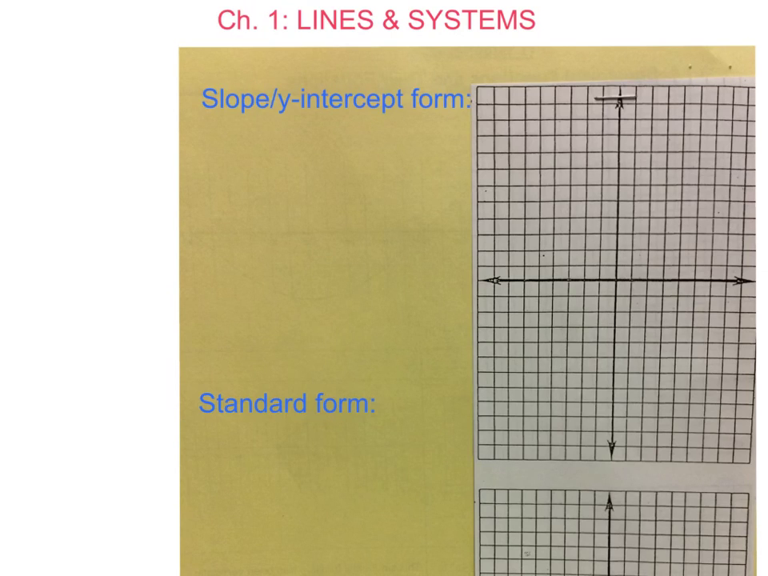This review covers Chapter 1 of the 2D course, and this chapter looks at lines and linear systems. So we're going to talk about the equations of a line, the different forms. We're going to look at how to put them on a graph, and we're going to talk about 3 different ways of solving a linear system.